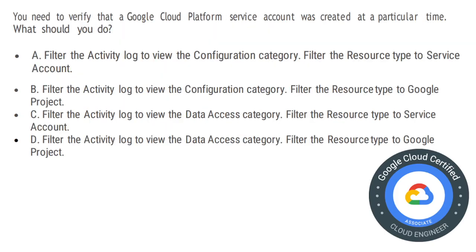Next question is, you need to verify that a Google Cloud Platform service account was created at a particular time. What should you do? Answer for this is option A, filter the activity log to view the configuration category, and filter the resource type to service account.